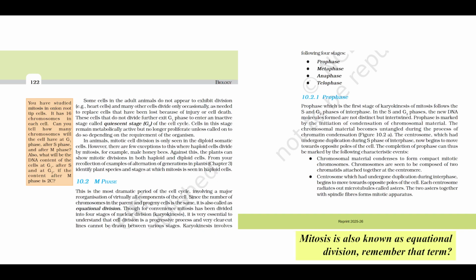Mitosis is also known as equational division. Remember that term? Why equational? Because the number of chromosomes in the parent cell and the daughter cells remains the same. If the parent is 2n, the daughters are 2n, equal. Okay, equational division, unlike meiosis, which we'll get to.